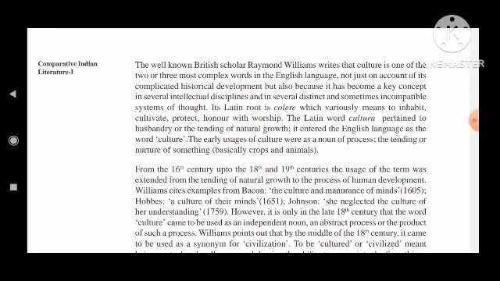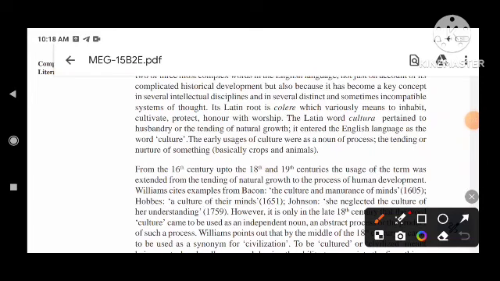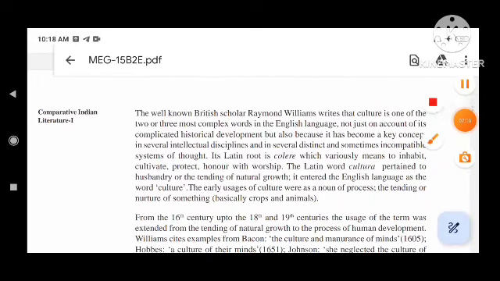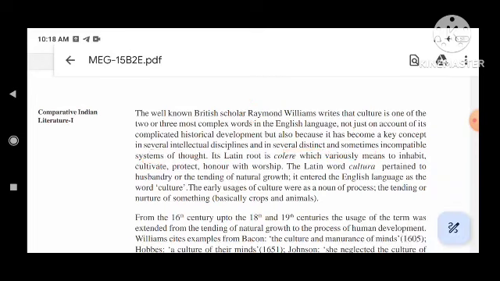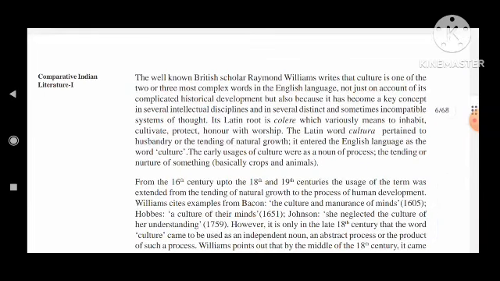So here is culture. Raymond Williams writes that it is complex, not just on account of its complicated historical development, but also because it has become a key concept in several intellectual disciplines and several distinct and sometimes incompatible systems of thought. So here is the main key point, you can note down. Its Latin root is colere, which variously means to inhabit, cultivate, protect, honor, and worship.